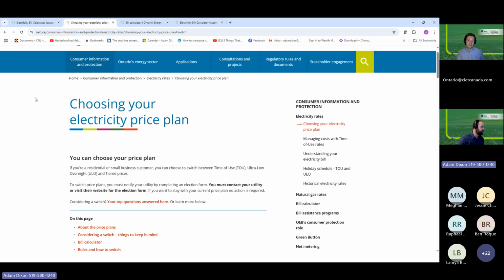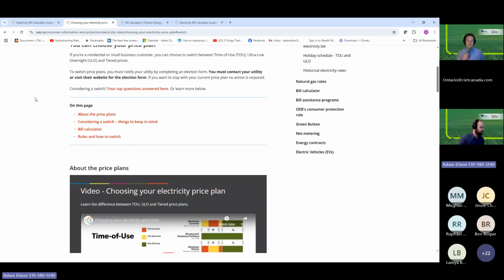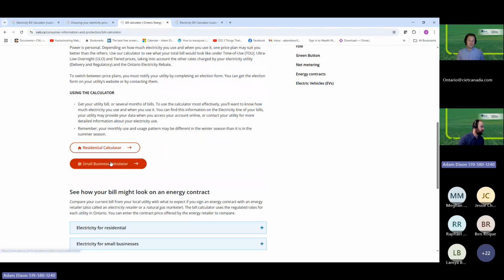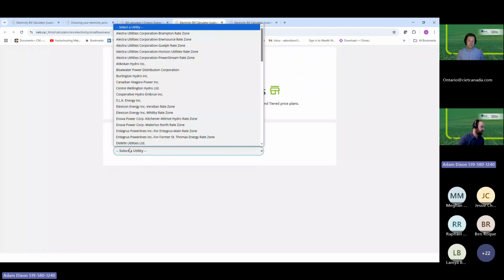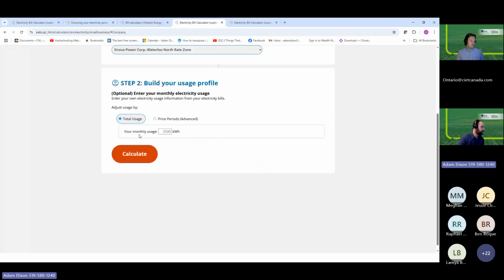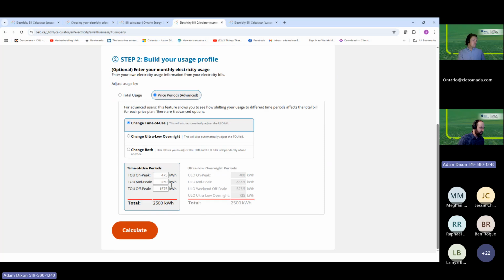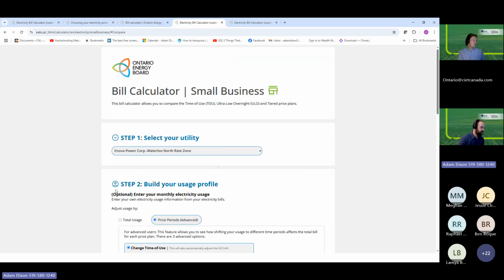There's also a similar calculator, or actually some advice on choosing your plan here. The Ontario Energy Board has good links on choosing your plan, and YouTube videos if you're interested in some of the information we presented today. There's a little additional stuff there on the website. And then there is a small business calculator as well. So I can pick my Innova Power Corp, enter my monthly consumption. The default is a little bit higher consumption, and I can also break out when I use that consumption.